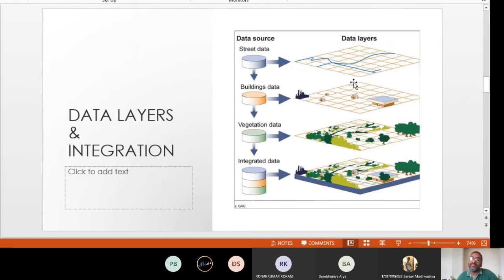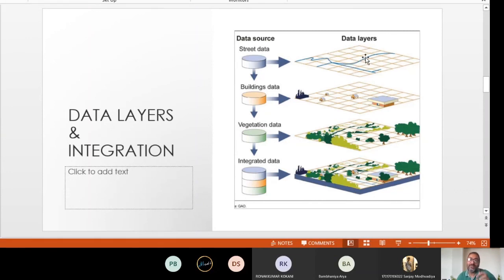So this is one layer. What is this? This is street data. The second is, this is the second layer. This is the third layer. And the third layer is what? Vegetation data, vegetation. The fourth layer is what? Integrated. Integrated means combinedly all three, the street information, building information, and vegetation information have been taken into this. So what integration is done here is that in GIS it is possible to handle different things differently. So this is called a thematic map.